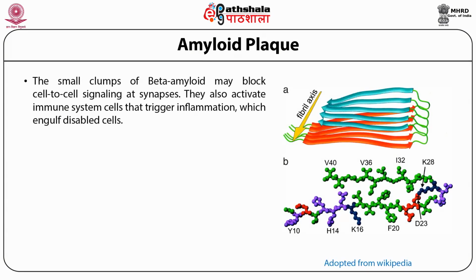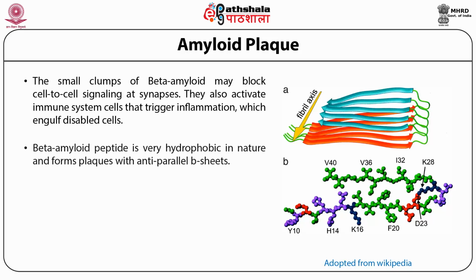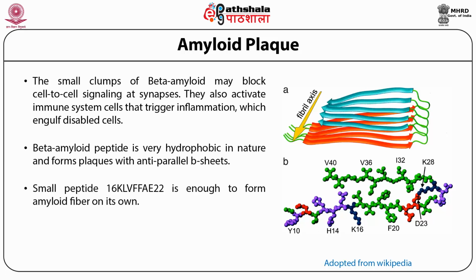The small clumps of beta amyloid may block the cell-to-cell signal at the synapses. They also activate immune system cells that trigger inflammation, which engulf disabled cells. Beta amyloid peptide is very hydrophobic in nature and forms plaques with antiparallel beta sheets. The small peptide from 16 to 22 is enough to form amyloid fiber on its own.